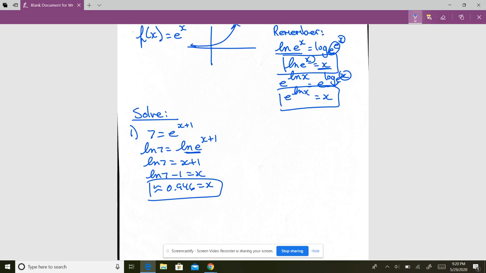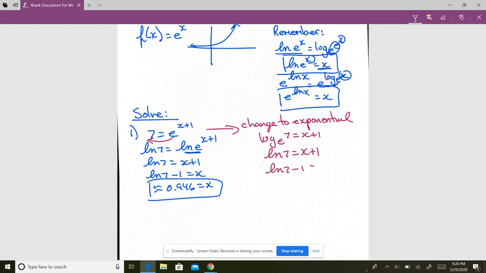The other way you could have done this, if you remember your math 12, is change to exponential form, where this base moves over and you get log base e of 7 is equal to x plus 1. What's log base e of 7? That's natural log of 7. And then move 1 over and you get the same thing.